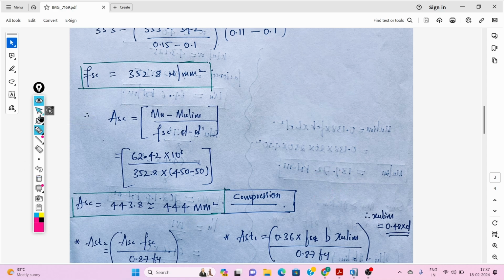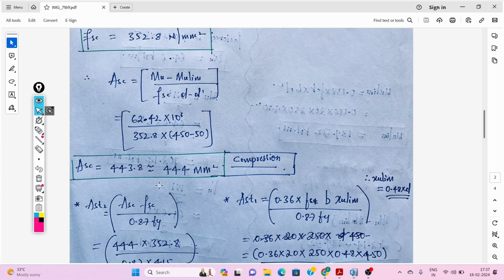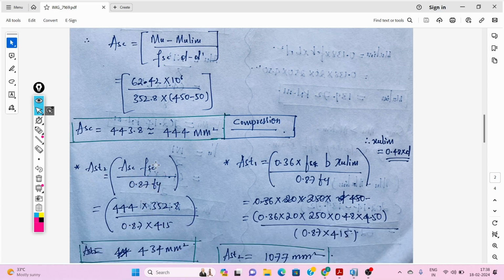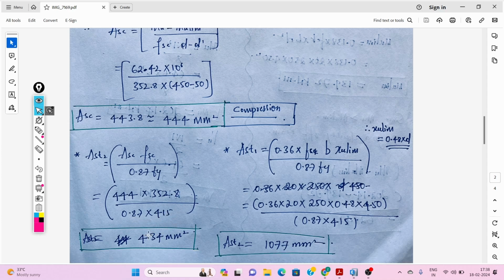Okay, so again we need to find the bottom steel. We need to find what? Bottom steel, that is Ast2. Ast2 is equal to ASC into FSC divided by 0.87 fy. Okay, what is ASC? Here is the ASC, 444 into 352.8 divided by 0.87 into 415. So we will get 434 mm square.